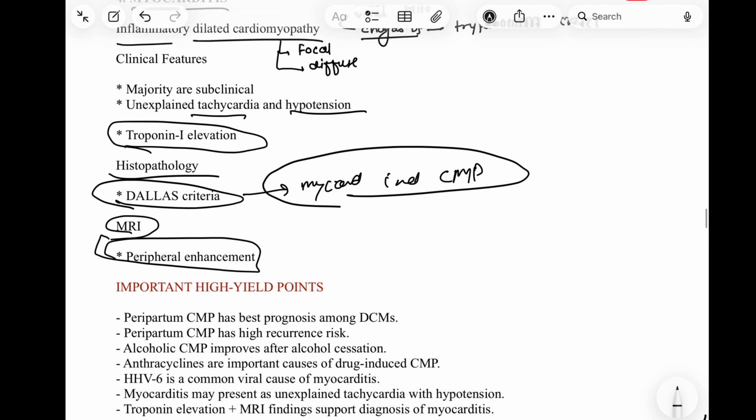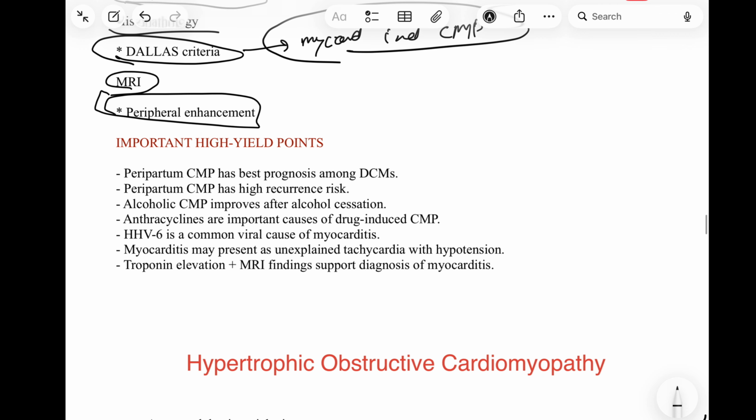Now there are a few high yield points or one-liners we should understand. Peripartum cardiomyopathy has the best prognosis among the dilated cardiomyopathies, right? Because it is due to pregnancy and it is very transient, right? Then peripartum cardiomyopathy has a high recurrence risk. That's why we advise those patients not to get pregnant frequently, or we ask patients to delay their pregnancy or to increase the interval between two pregnancies as well, right?